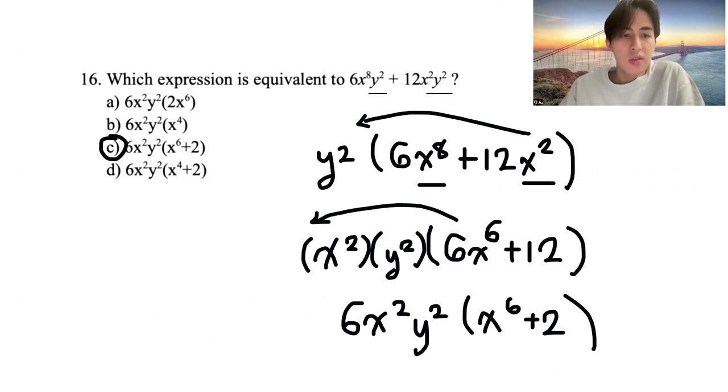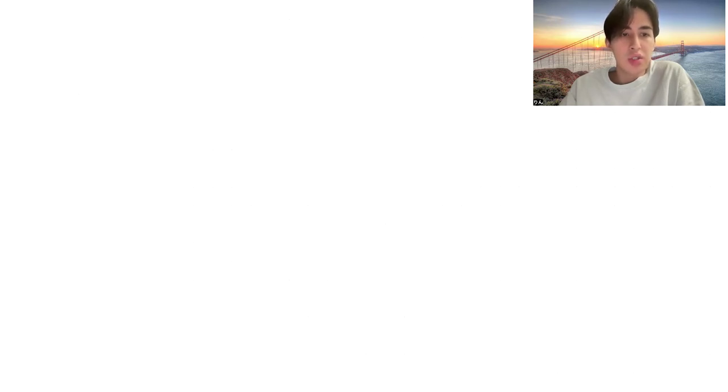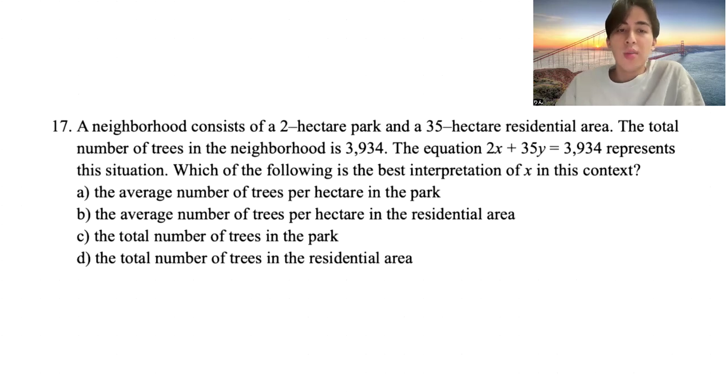Now, let's go on to the next question, number 17. A neighborhood consists of a 2-hectare park and a 35-hectare residential area. The total number of trees in the neighborhood is 3934. The equation 2x plus 35y equals 3934 represents this situation. Which of the following is the best interpretation of x in this context?